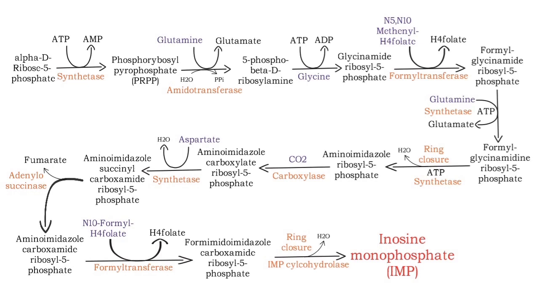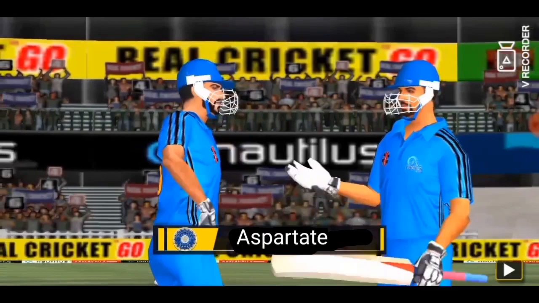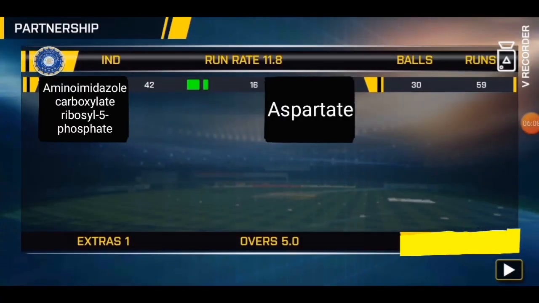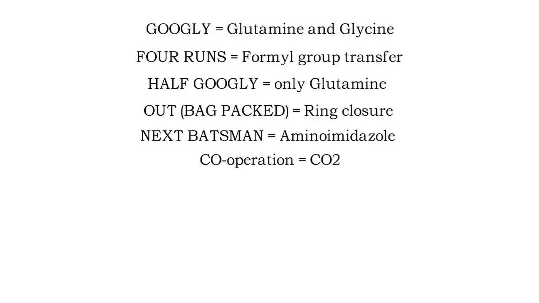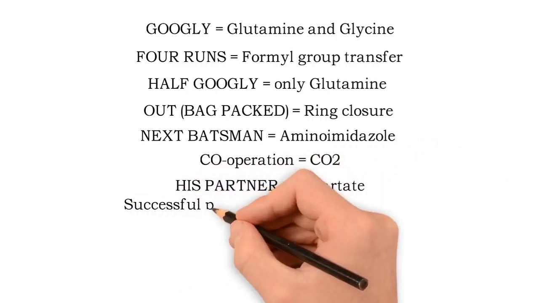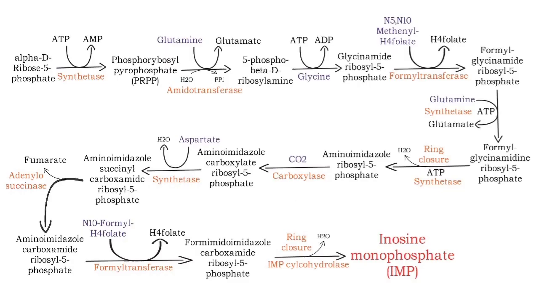So aminoimidazole asked for cooperation from whom? It's aspartate, his partner, and they successfully took the innings towards the end. Look at the score, 59 runs from 30 balls. So partner is aspartate and successful partnership means succinyl group. So the aminoimidazole carboxylate ribosyl 5-phosphate with aspartate will be converted to aminoimidazole succinyl carboxamide ribosyl 5-phosphate.